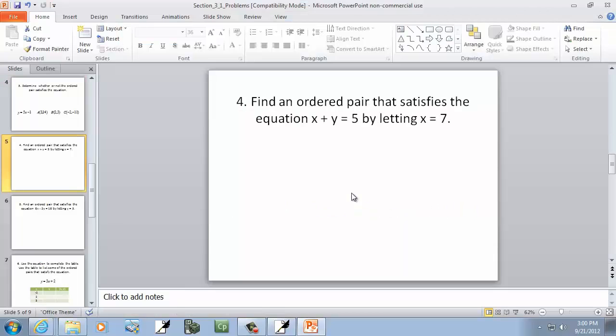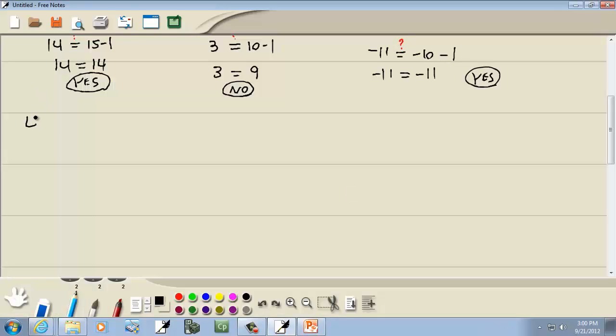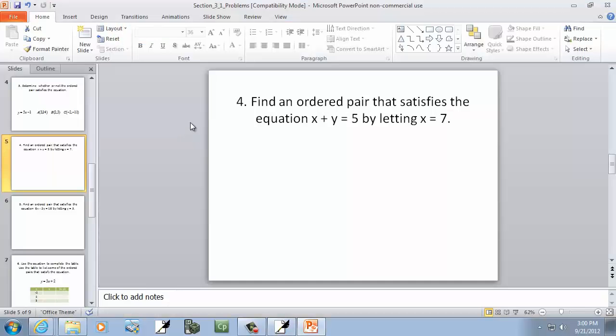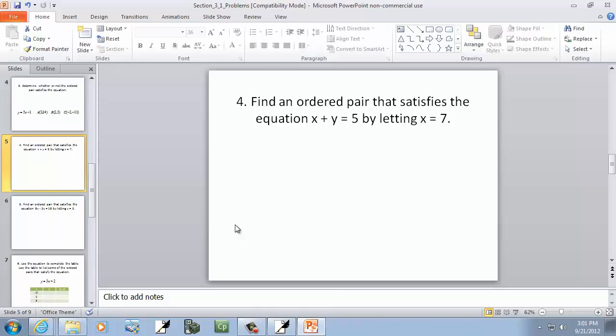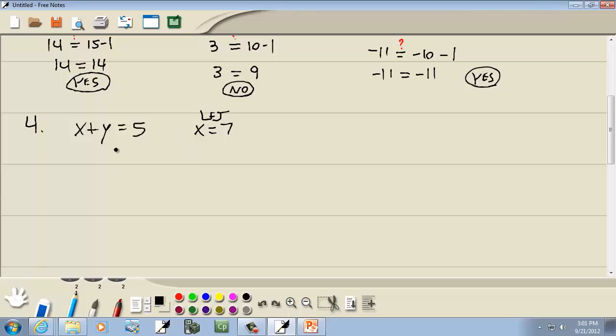Let's take a look at this one. We've got x plus y is equal to 5. And it wants us to let x equals 7. It says find an ordered pair that satisfies the equation x plus y by letting x equals 7. So we're going to plug 7 in for the x. So we got 7 plus y is equal to 5, and then we want to solve for y. So I'll take 7 over to the right side. Remember, you take anything across your equals, sign changes. So we got y is equal to 5 minus 7, or y is equal to negative 2.